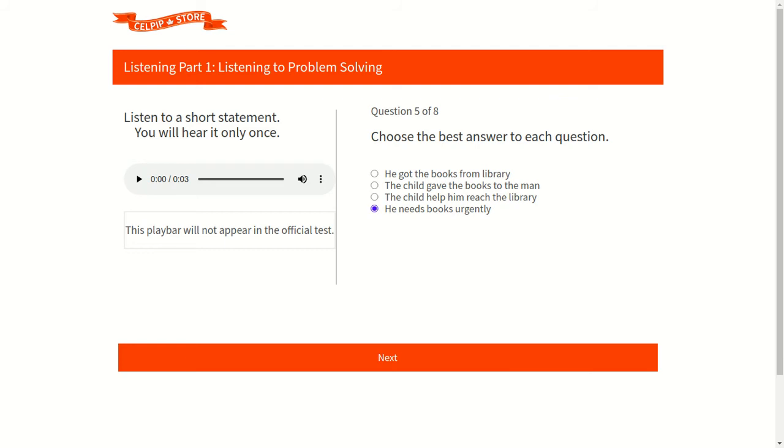In the audio, we can listen very clearly that the man needed books urgently. So accordingly, option 4 is the correct option. That is, he needs books urgently.